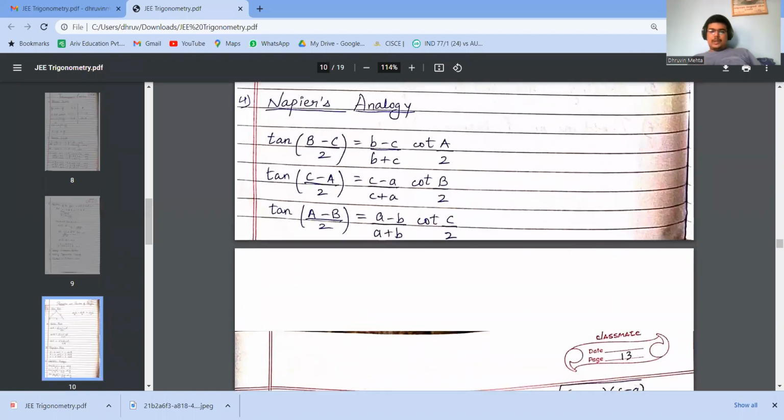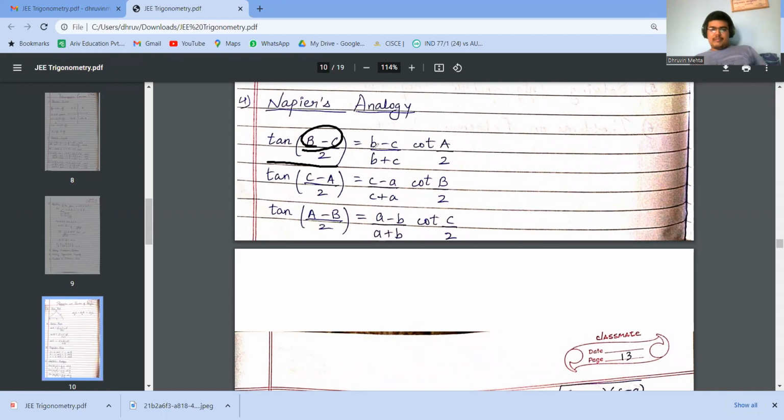Sure. Next is Napier's analogy. This is tan of (B minus C) by 2. To learn this, if this is (B minus C) by 2, then we have (b minus c) upon (b plus c). And along with that, we will have cot of the third angle, so it is cot of A by 2. Similarly, for (C minus A) by 2, this is (c minus a) upon (c plus a). The third angle is B, so cot of B by 2. And tan of (A minus B) by 2 is also the same: (a minus b) upon (a plus b), cot of C by 2.